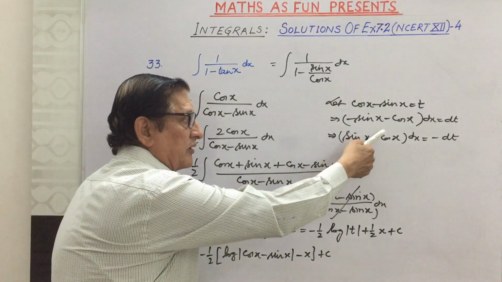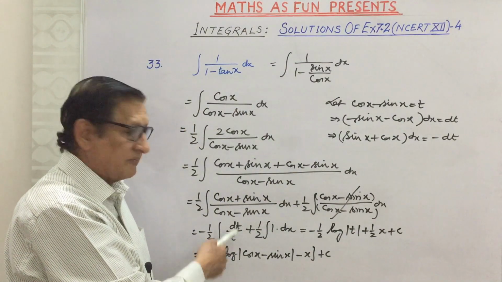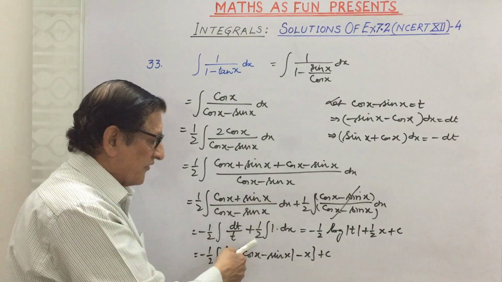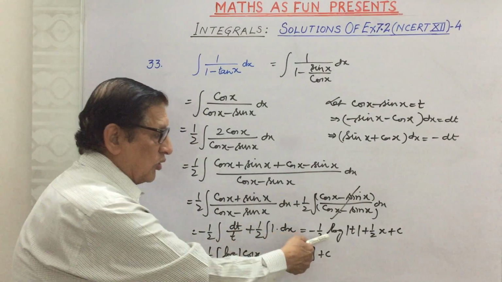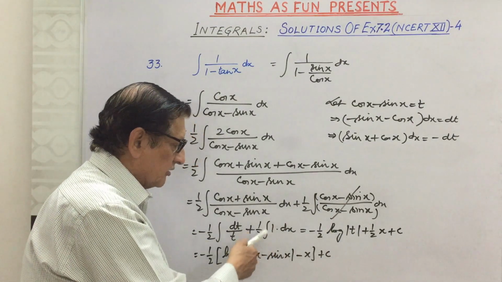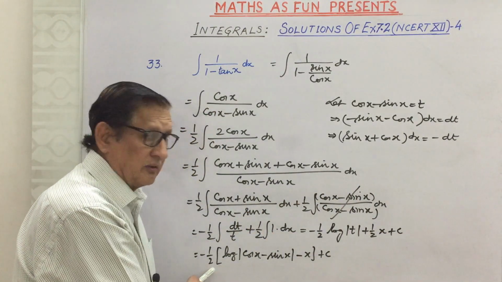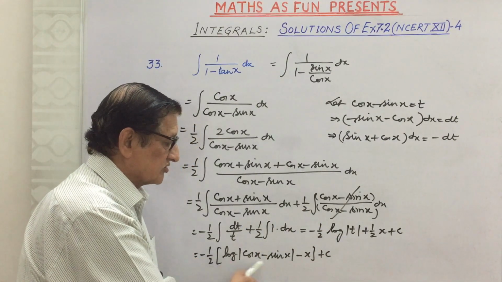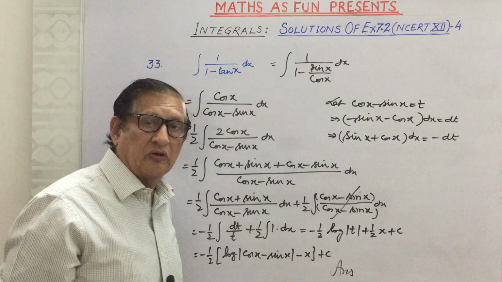If we substitute this particular value here, the first part becomes minus half of dt upon t, because cos x plus sin x dx is minus dt, plus half of 1, they cancel, which is equal to minus half log of t, because we know the integral of 1 upon t is log t, plus half the integral of 1 is x, so this is half x plus c. Taking minus half common and substituting the value of t, we get minus half log of t means cos x minus sin x minus x plus c, which is the answer to the problem.